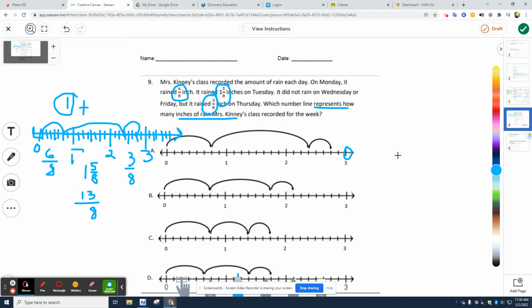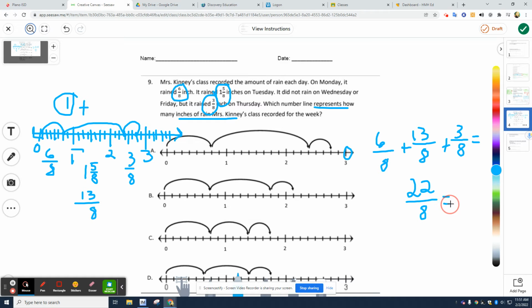The other thing I could do is make an equation. That way I know where my ending spot is. 6/8 plus, I'm going to keep my fraction greater than 1 just to make it easier to add, 13/8 plus 3/8. When I do that, I get 6 plus 13 is 19, plus 3 is 22. 22/8.